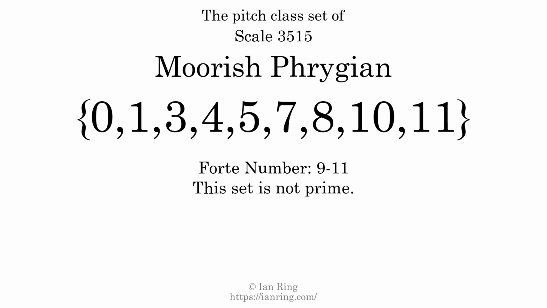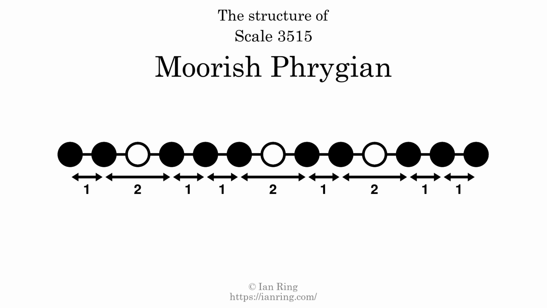The forte class is 9-11. This set is not prime. The structure of a scale is a description of the interval distance between each successive tone. This scale has a structure of 1 2 1 1 2 1 2 1 1.